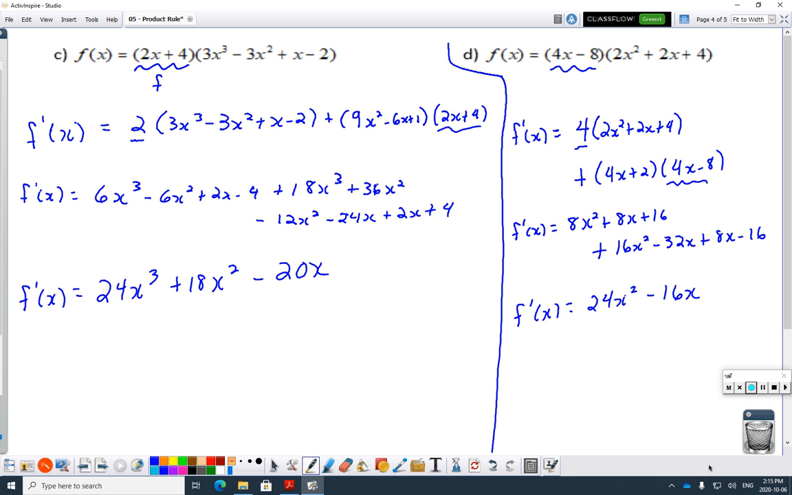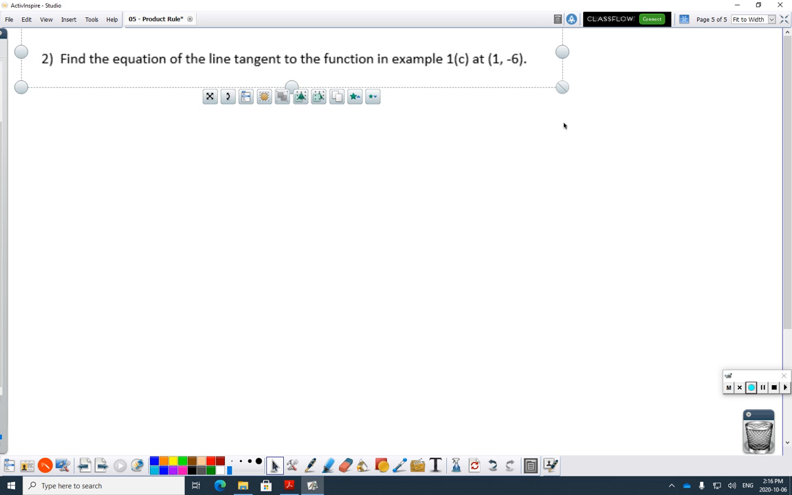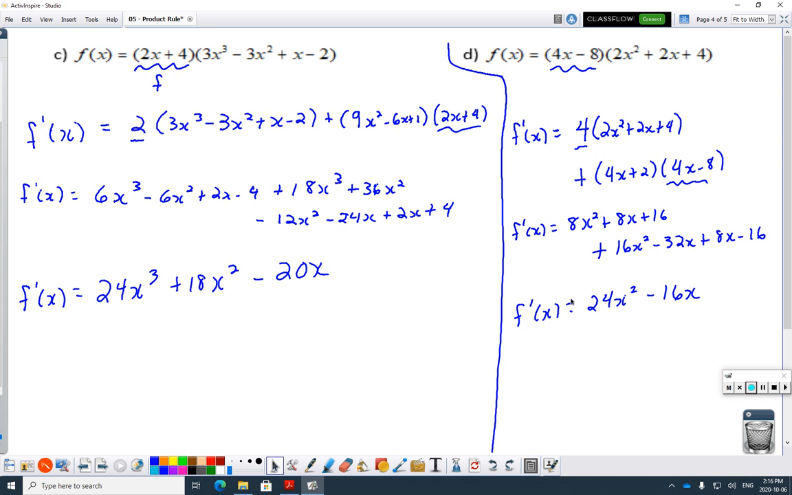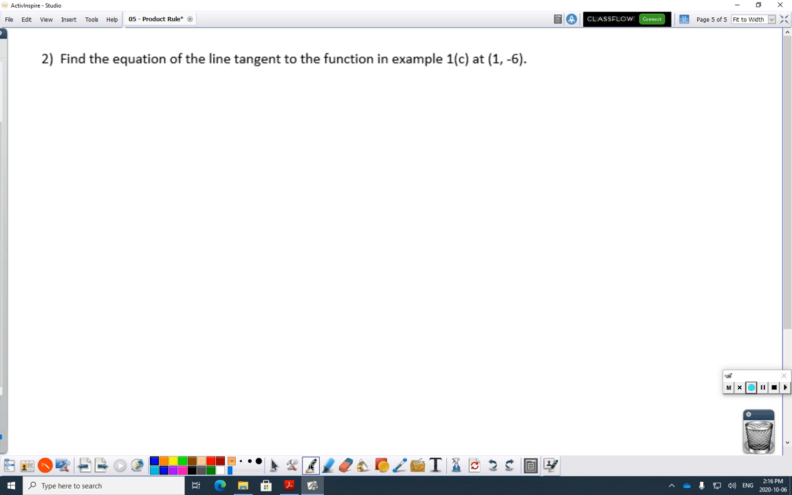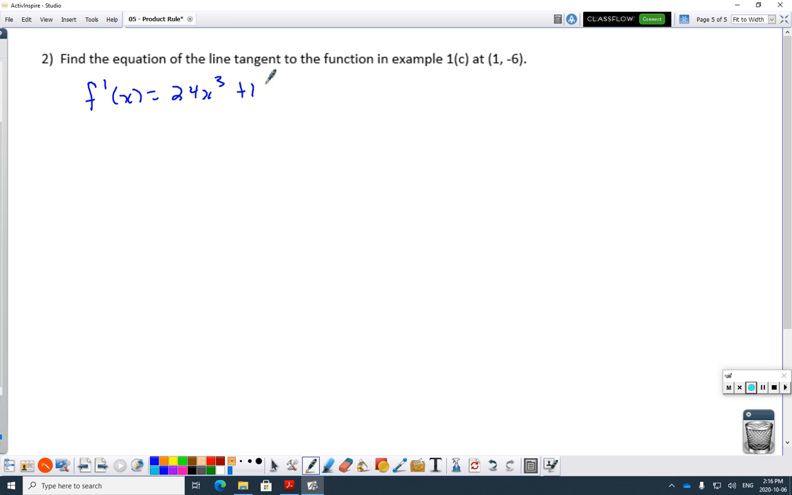Okay, before we lose perspective on what we were trying to accomplish with all this, let's go back to the type of question that this all started with. It says, find the equation of the line tangent to the function in example 1c at 1, -6. Let me just get the derivative from 1c. What did it come out to? 24x cubed plus 18x squared minus 20x.